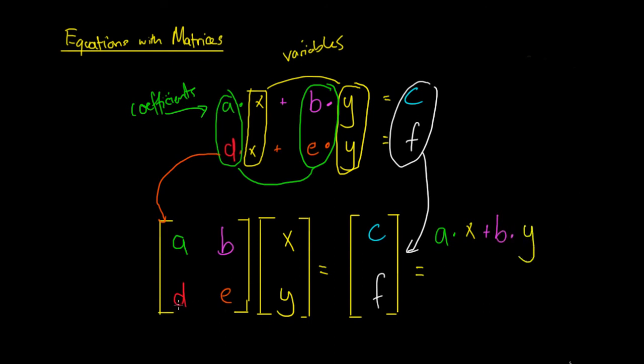And then we also have a second row. So then we start multiplying our second row. We have d times x. So we take our d, multiply it by our x, d times x, and then we take our e times our y. And you can see that if we just multiply these two matrices together, we end up with the equations we started with: a times x plus b times y, d times x plus e times y, and it's equal to c and f. So that's how we write out equations with matrices.